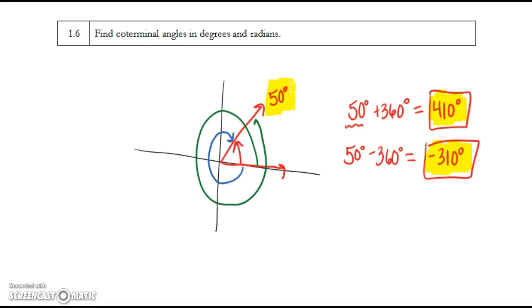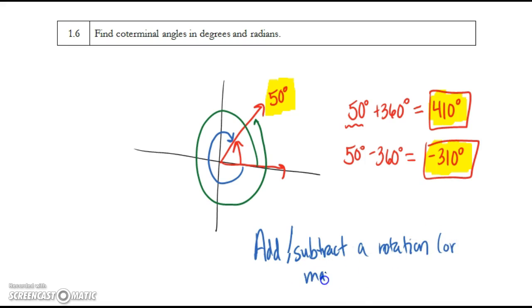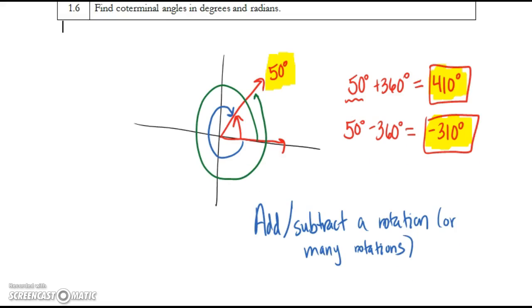And again, the way to find coterminal angles is to add or subtract a rotation or many rotations. And a rotation when we're in degrees is 360 degrees. So we can add or subtract 360 degrees to find coterminal angles.